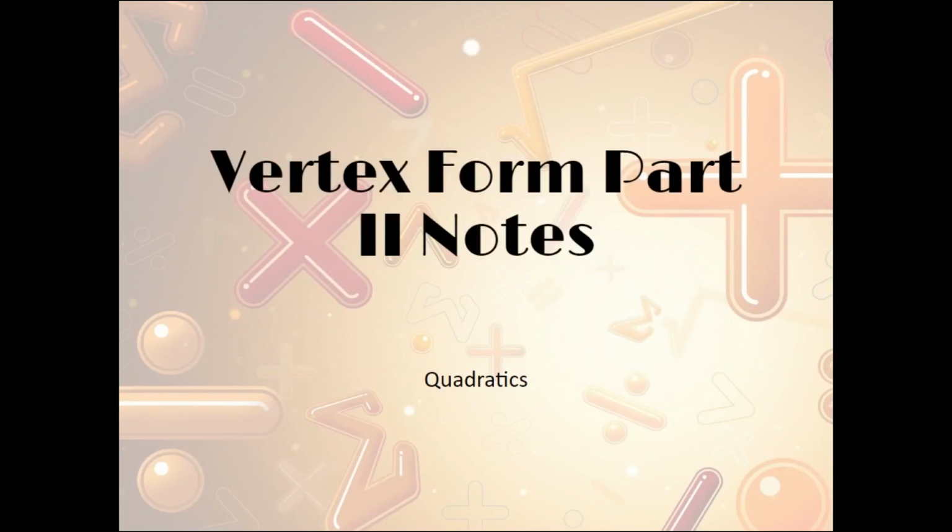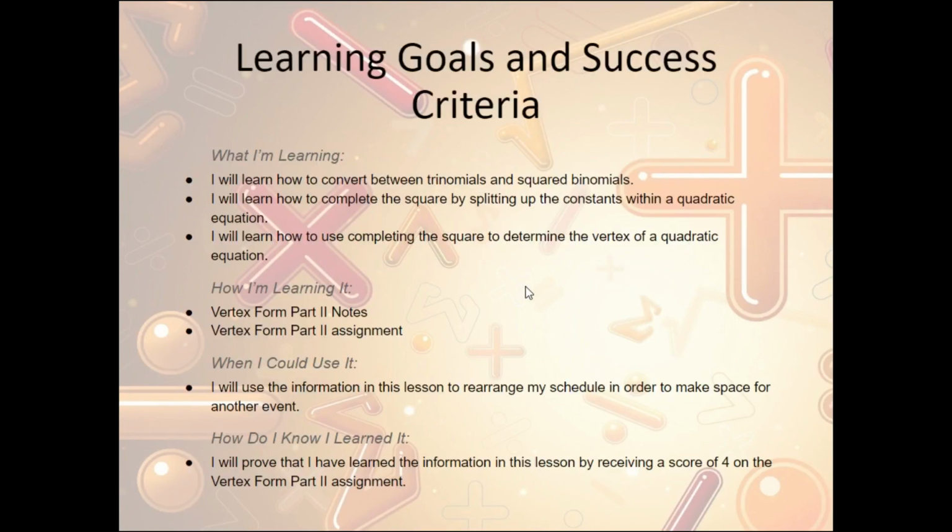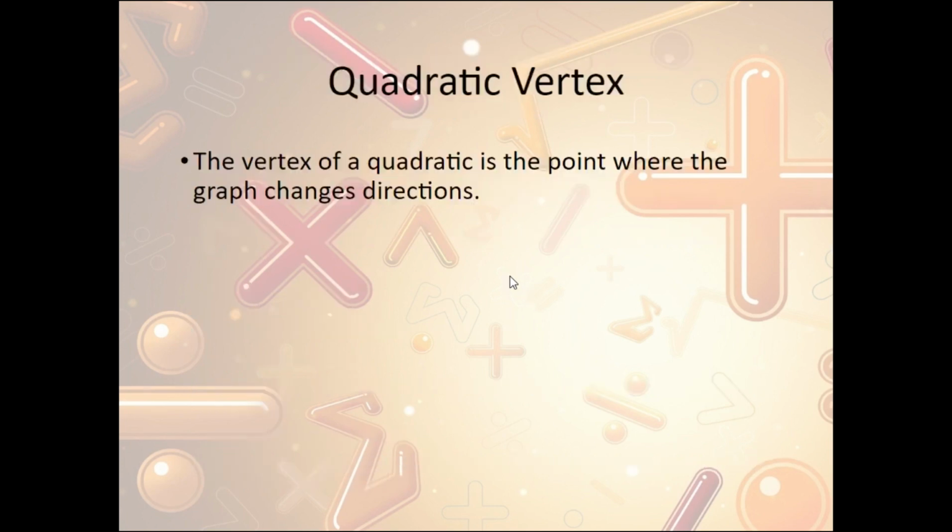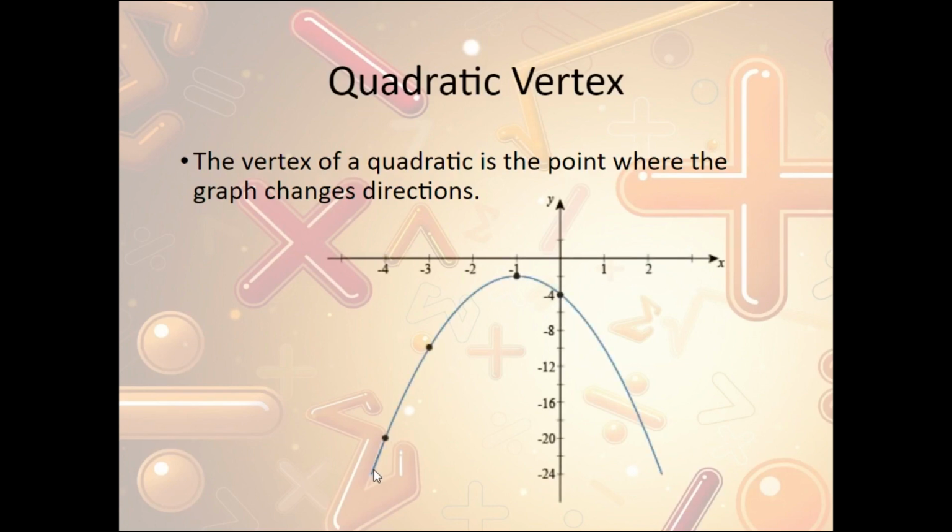Let's take a look now at the Vertex Form Part II notes. The notes begin with the learning goals and success criteria. Now, first of all, what is the vertex of a quadratic? The vertex of a quadratic is the point where the graph changes directions. So what that means is it might start by going up, but then it's going to change directions and start coming back down. So that is a change of direction. An example would be, right here, we're going up until we reach this point right here. As soon as we reach this point, we start going back down.